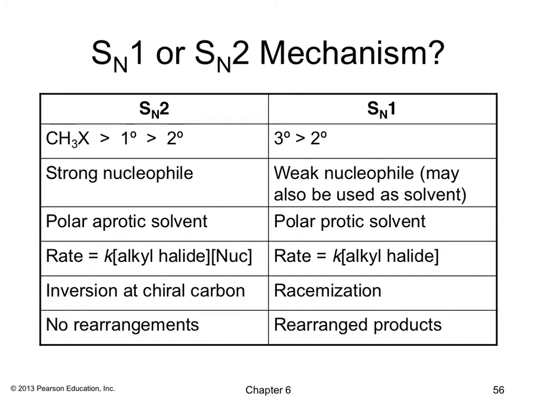The rate is bimolecular, that's why it's called SN2. So it's dependent on not only the rate constant, but the concentration of the alkyl halide as well as the nucleophile. In the case of SN1, because it's unimolecular, it's only dependent on k and the concentration of the alkyl halide. SN2 undergoes Walden inversion. That's really important, and that terminology is something that you have to memorize, whereas SN1 undergoes racemization. And in SN2, there are no rearrangements. Rather, in SN1, you can see rearranged products.